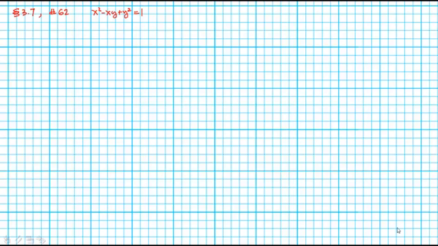Here's problem number 62. It's a doozy, so bear with me. We start with this equation and we're asked to find what the second derivative is with respect to x.